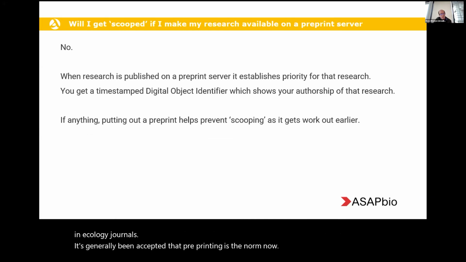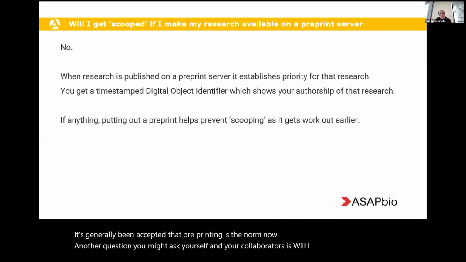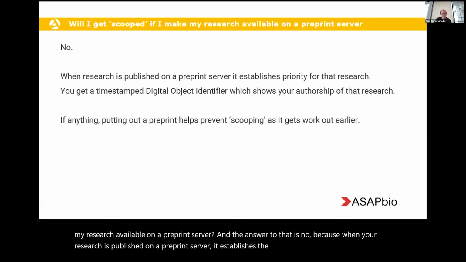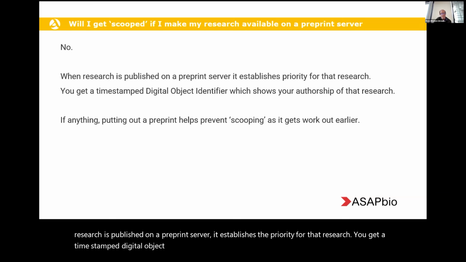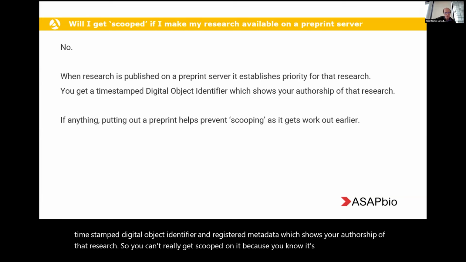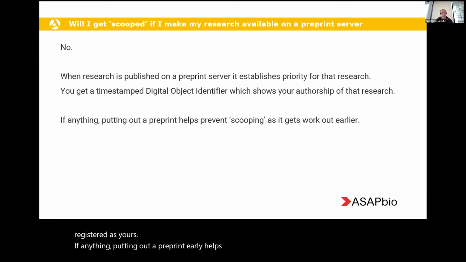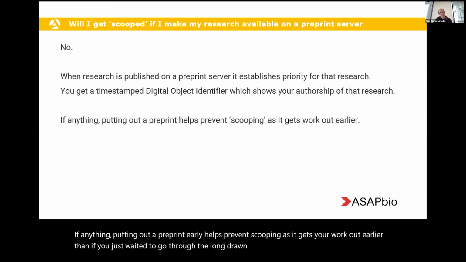Another question you might ask yourself and your collaborators is, will I get scooped if I make my research available on a preprint server? And the answer to that is no. Because when your research is published on a preprint server, it establishes the priority for that research. You get a time-stamped digital object identifier and registered metadata, which shows your authorship of that research. So you can't really get scooped on it because it's out there and it's registered as yours. If anything, putting out a preprint early helps prevent scooping, as it gets your work out earlier than if you just waited to go through the long, drawn-out journal peer review process.